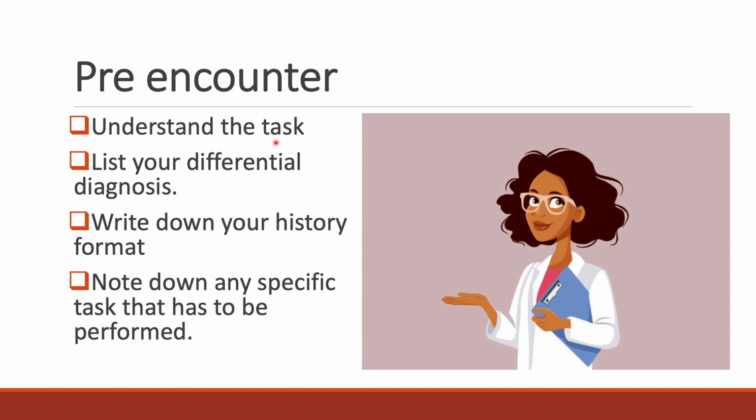By understanding the task, I mean you should see the name of the patient, the age, and what complaint they have come with. As soon as you see the complaint, you should list your differential diagnoses. You should have at least 5 to 10 differential diagnoses in your hand to ask questions. You can write down your history format so that you don't forget anything, and you should note down any specific task that has to be performed.